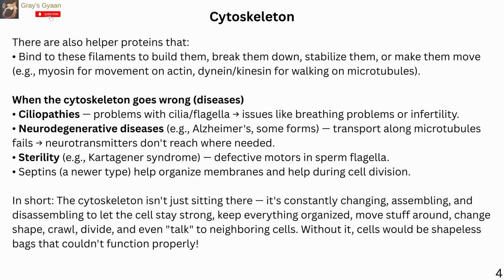When the cytoskeleton goes wrong, diseases. Ciliopathies, problems with cilia or flagella, issues like breathing problems or infertility. Neurodegenerative diseases, for example, Alzheimer's, some forms. Transport along microtubules fails, neurotransmitters don't reach where needed. Sterility, for example, Kartagener syndrome, defective motors in sperm flagella. Septins, a newer type, help organize membranes and help during cell division.